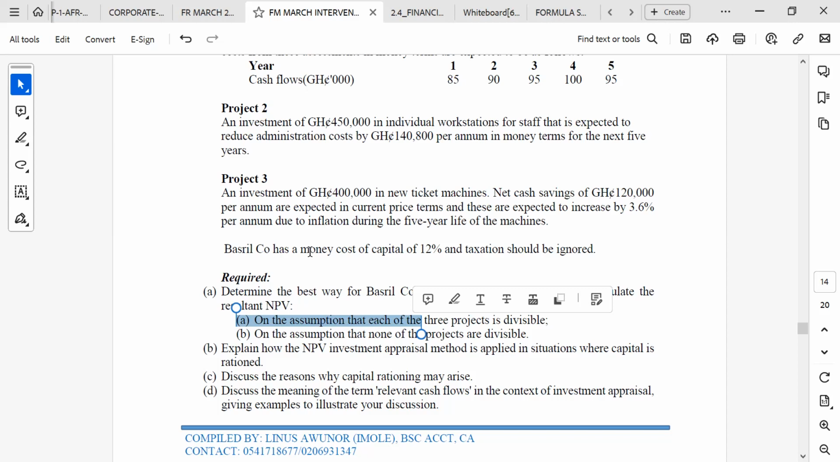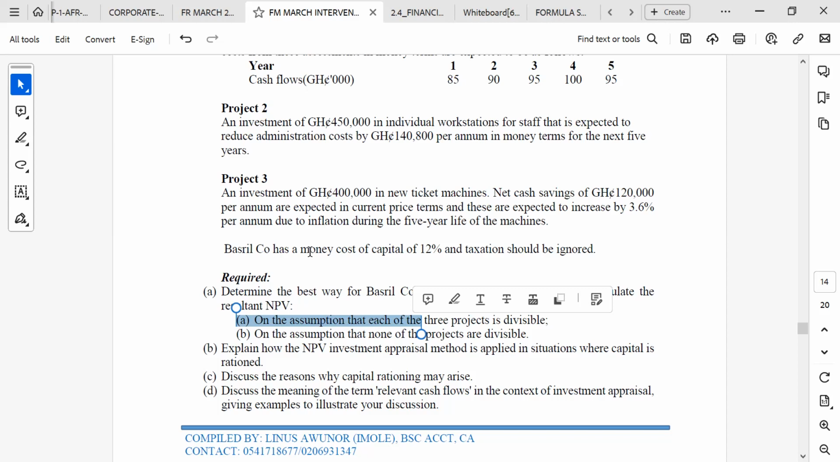Sometimes the cost of capital may be very high and the company may be discouraged from raising additional funds or relying on external sources to get the needed funds for the project. So those are some of the reasons. You can put the two together.